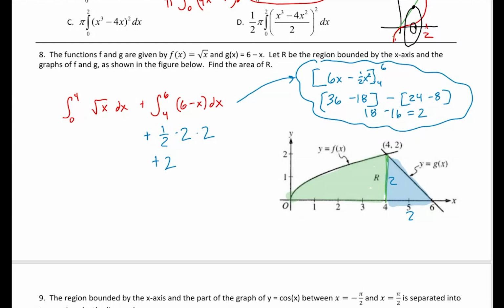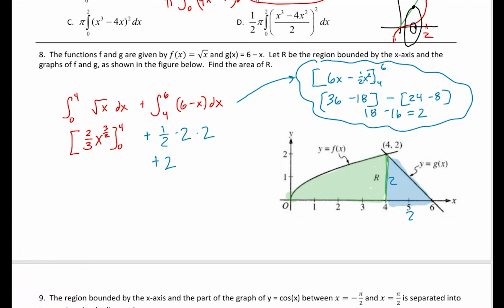The antiderivative of root x, since root x is just x to the 1/2, would be x to the 3/2, divided by 3/2, which is the same thing as multiplying by 2/3. And we're going to go from 0 to 4. So going from 0 to 4, let's see, what would that be? Plug in 0 is just going to be 0.